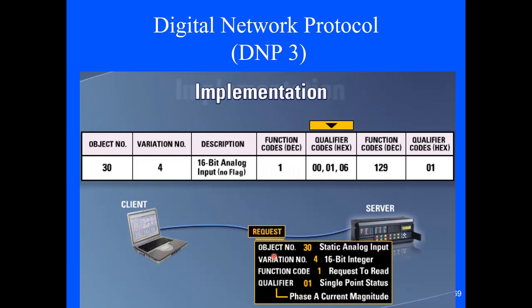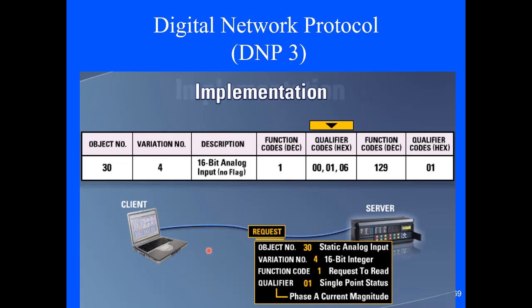And the way it does that is it's got 4 layers. It's asking you for an object, a variation, a function code, and a qualifier. So in this case, the object is a static analog input. It's 16-bit integer, request to read, single point access.